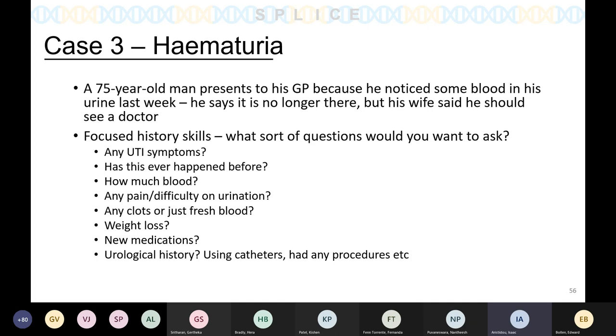Yeah, that's why the focused history thing's a bit dumb. But this is the way I structured it in my head when I was doing them, with the presenting complaint, basically. But yeah, nice. So you guys basically thought the same as me. These are the sort of things that you want to be asking about.